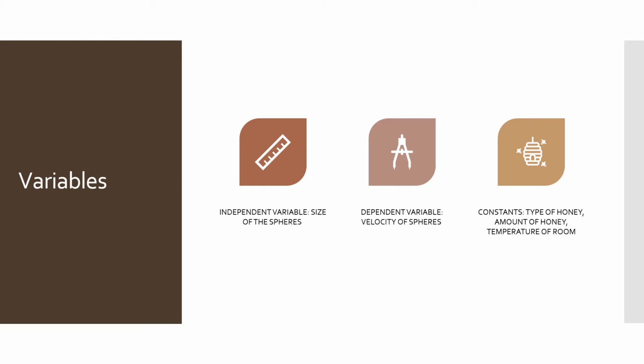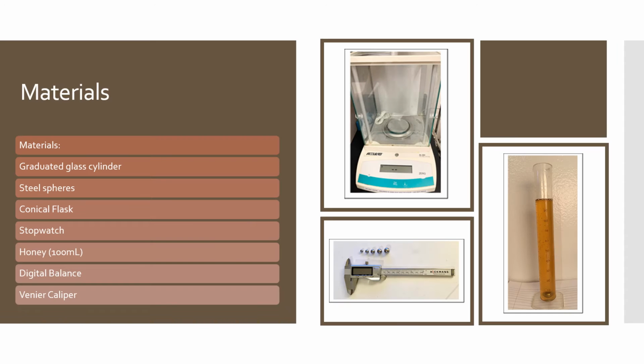The independent variable is the size of the spheres, the dependent variable is the velocity of the spheres, and constants are the type of honey I'm using, the amount of honey, and the temperature of the room throughout the experiment.